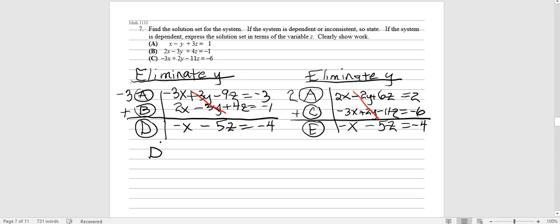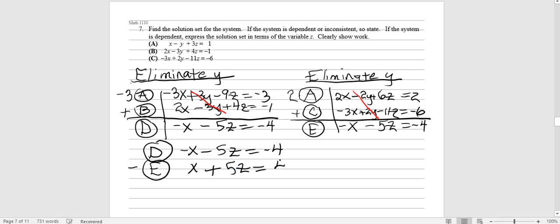And if I'm not convinced of that, I can add D and negative E if I need to go further to be convinced. So D I'm going to leave unchanged. E I'm going to multiply by negative 1. And I see when I add these together, all terms cancel out in one equation with those of the other. So I get 0 equals 0. This work involves all three equations. This system is dependent.